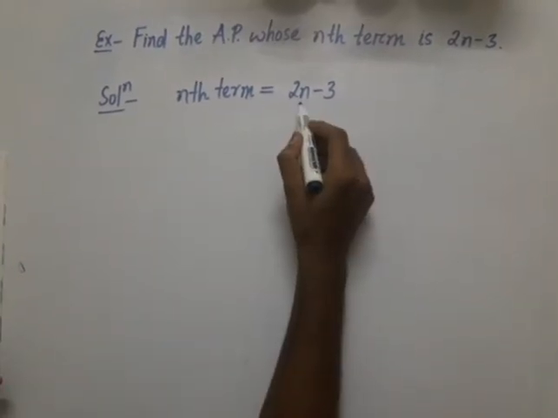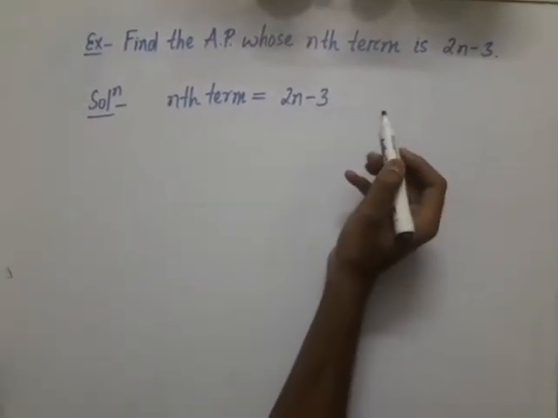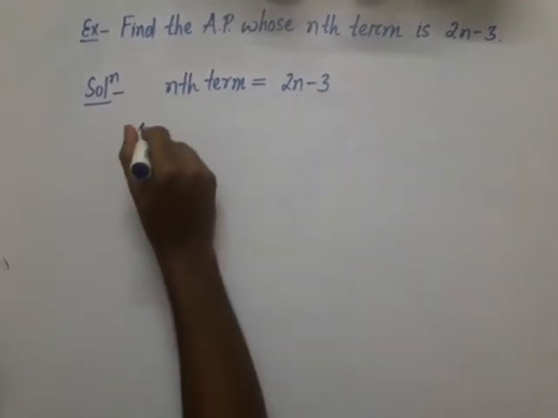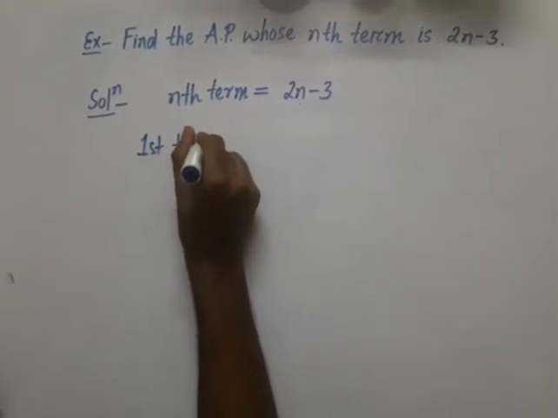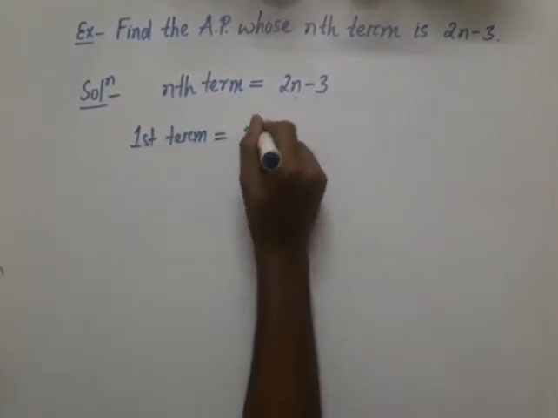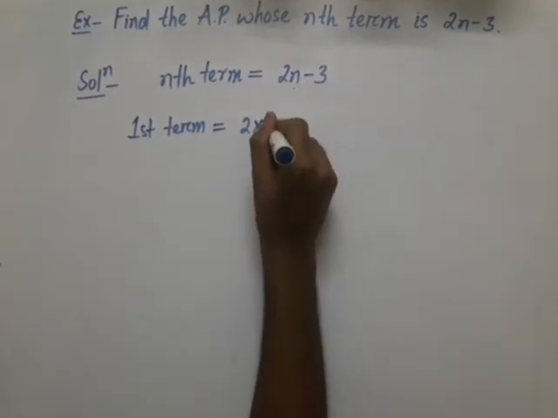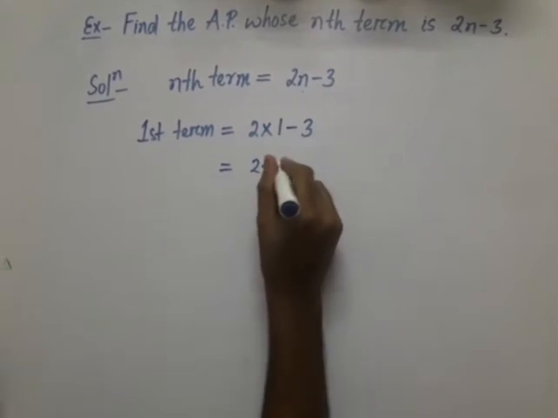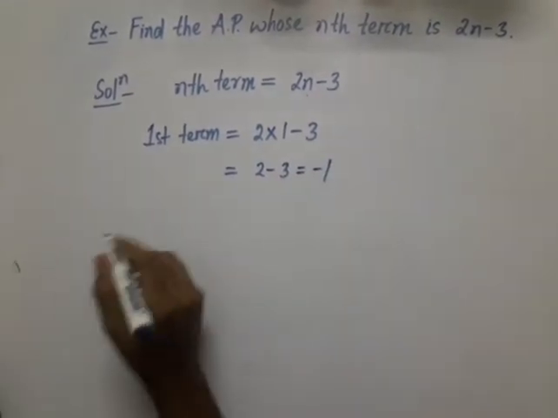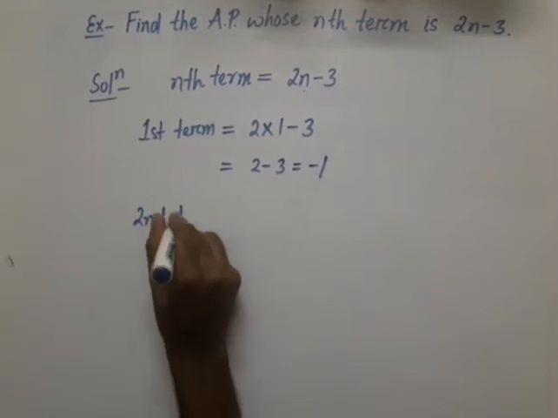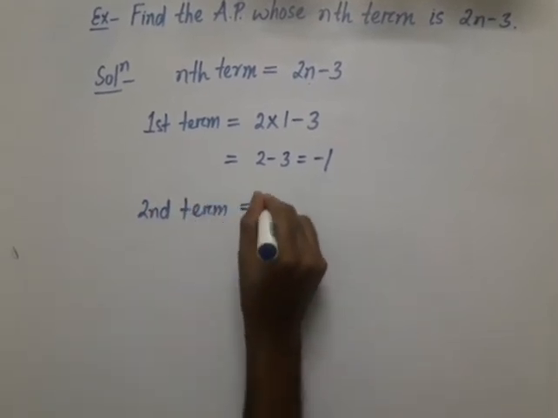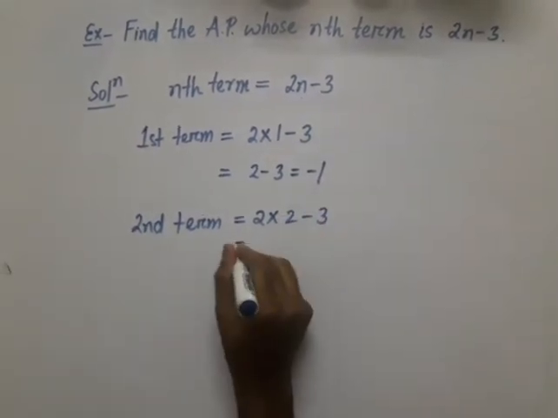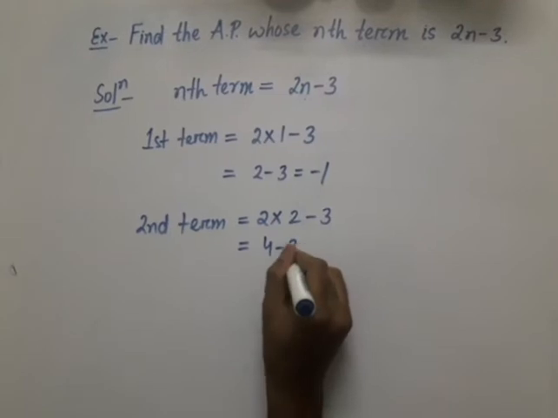Simply just put natural numbers 1, 2, 3 up to how many times you can do that in the place of n here. Okay, so nth term is the first term. Let's see what the first term we get. 2 into, in place of n I will write 1, minus 3. This is 2 into 1 is 2 minus 3, which is minus 1. Second term, 2 into, in place of n we will write 2, minus 3, which is equals to 2 into 2 is 4 minus 3, which is equals to 1.